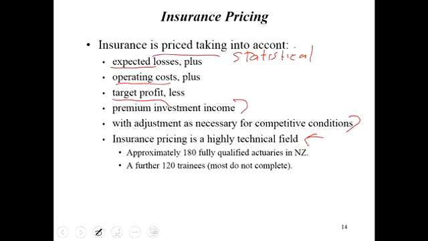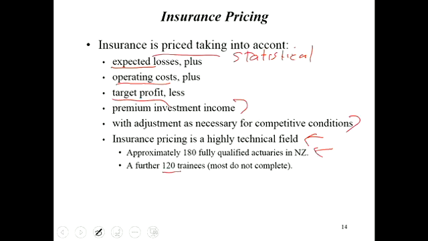There are about 180 fully qualified actuaries in New Zealand, and every time somebody sees that there are 120 trainees, they say, oh, we'll have a lot more soon. In actual fact, it's really tough, and the vast majority don't complete. If you want to be an actuary, typically what's required as a bare minimum is a first-class degree in mathematics, statistics, or physics to be accepted for training. And then the vast majority of people who start this training don't finish, because it's very difficult.